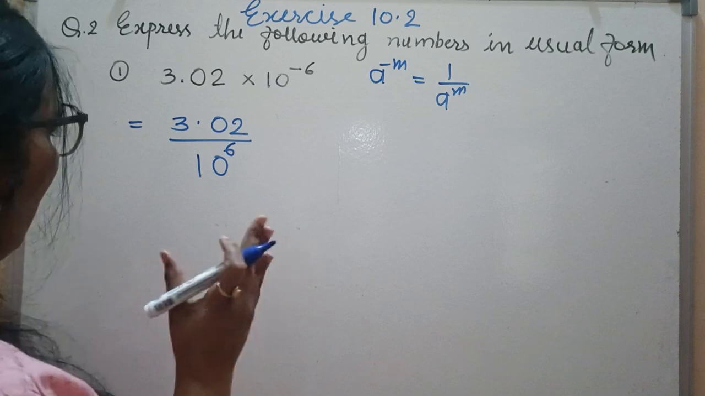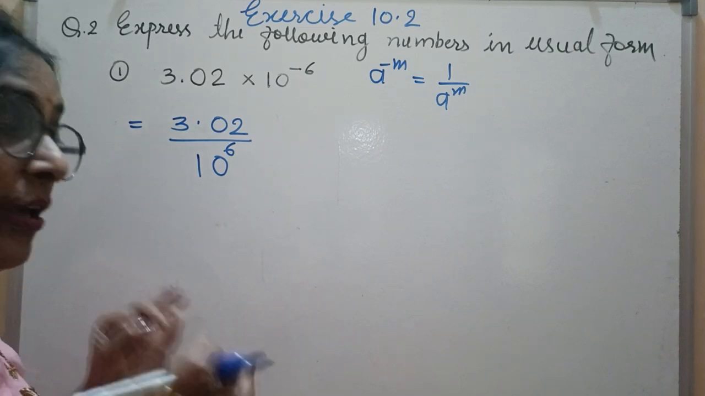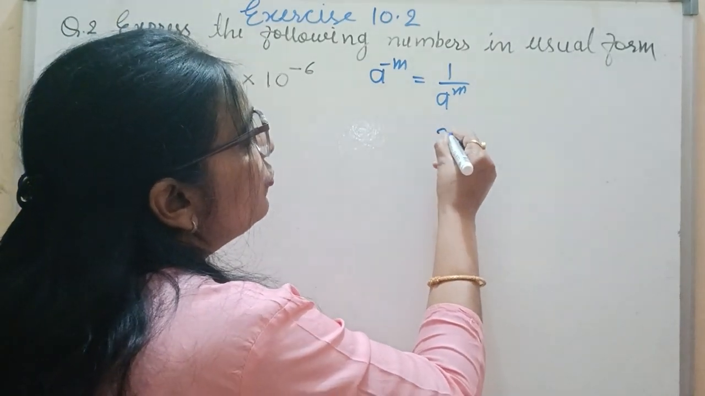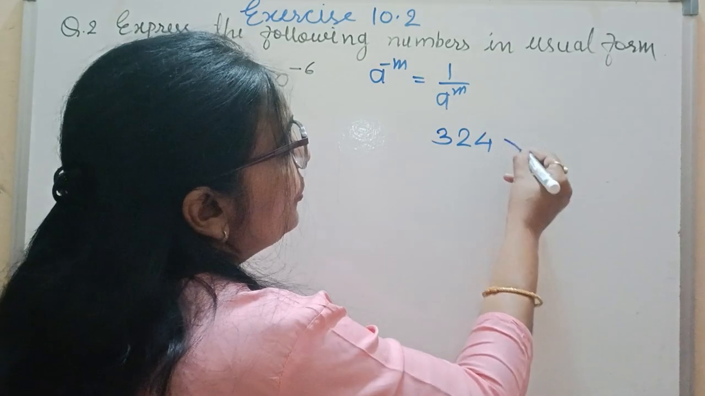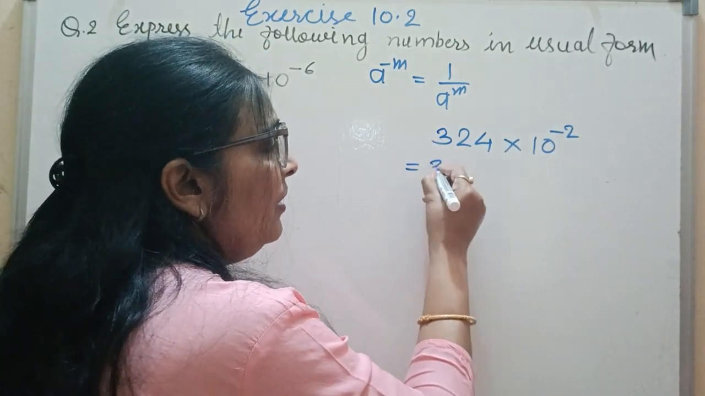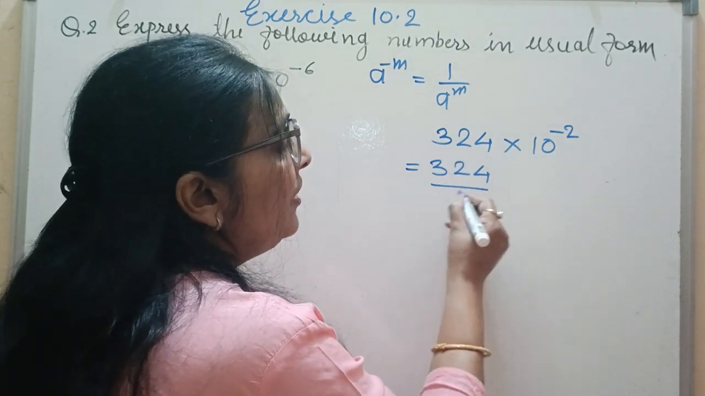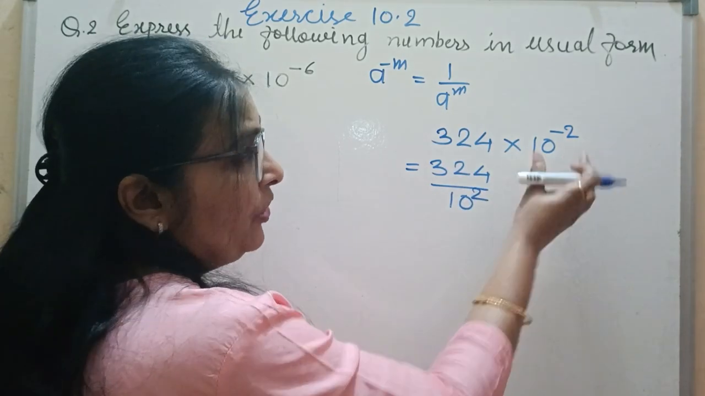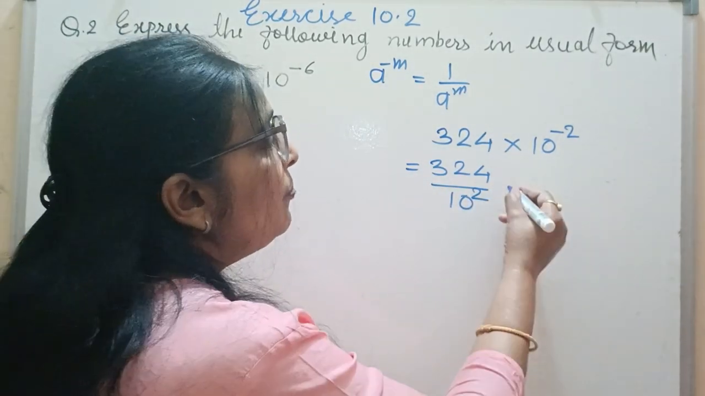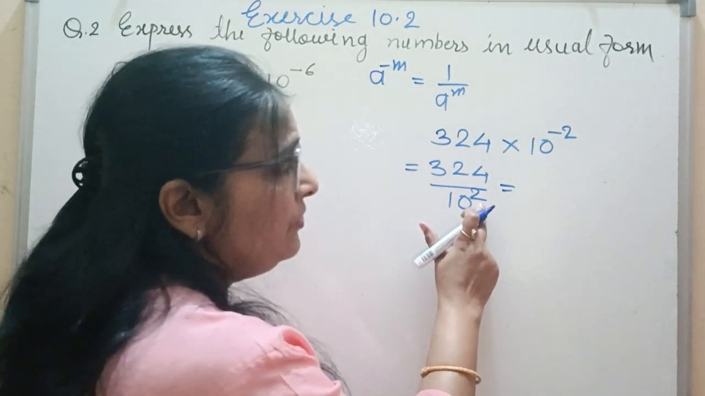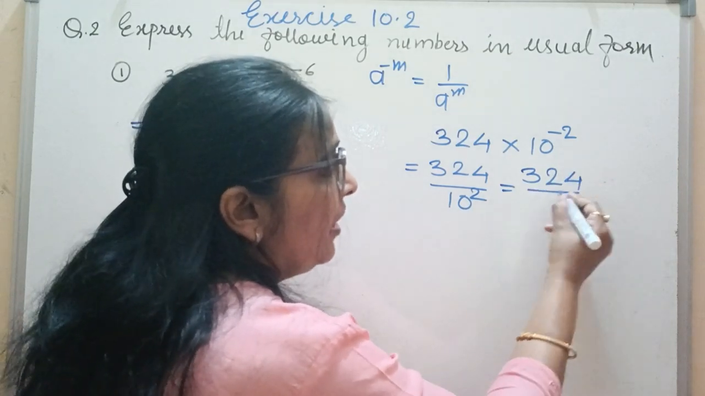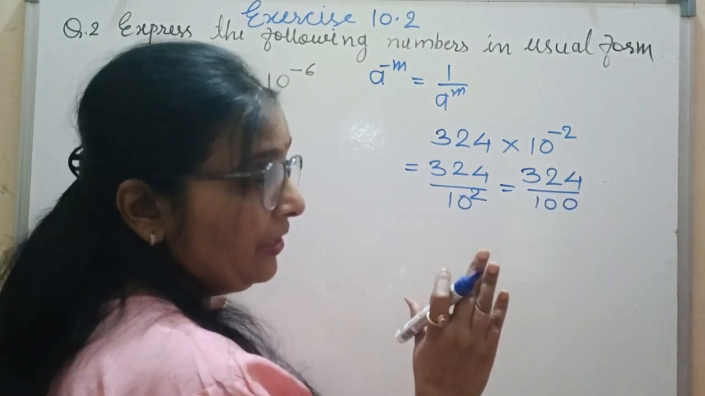Got it? Now you have to shift the decimal point. For that, I am taking one example. Suppose I am taking 324 into 10 raised to minus 2. Got it? Here, how can you write? 324 divided by 10 square. This exponent we have taken in the denominator, it changes into the positive exponent. Got it? Now here 10 square means what? 100. Therefore we can write 324 divided by 100.